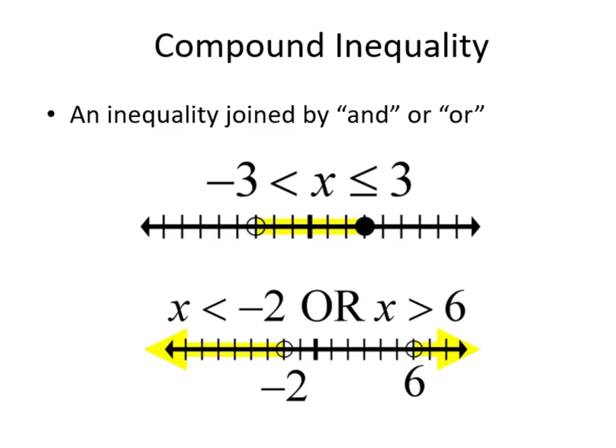In this video, you are going to learn about compound inequalities, and specifically we're going to focus on compound OR inequalities today. The definition of a compound inequality is an inequality joined by AND or OR. Now, the first example is an example of an AND inequality, which we learned about yesterday. Today, we're going to talk about the OR inequalities.